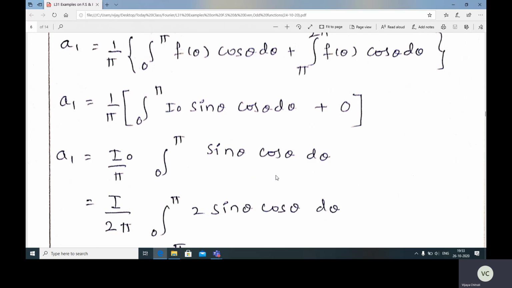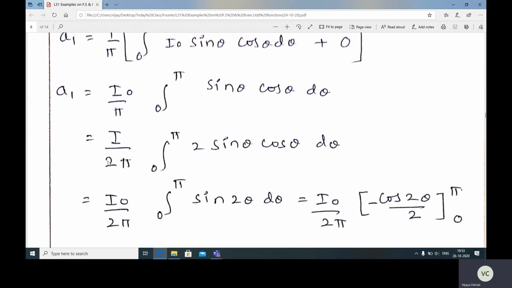So we have a standard result: 2 sine theta cos theta will be sine 2 theta. But here we don't have 2, so multiply 2 and divide 2. I have multiplied by 2 in the next step, and we divide by 2 because we need to balance the equation. So the next step will be I naught divided by 2 pi integration from 0 to pi 2 sine theta cos theta d theta. This is nothing but sine 2 theta. So I naught divided by 2 pi integration from 0 to pi sine 2 theta d theta.